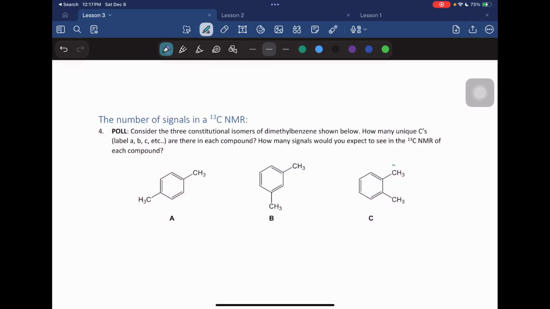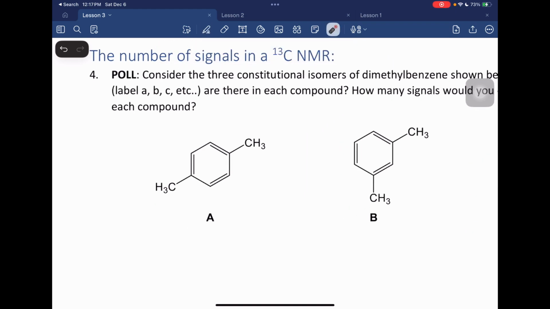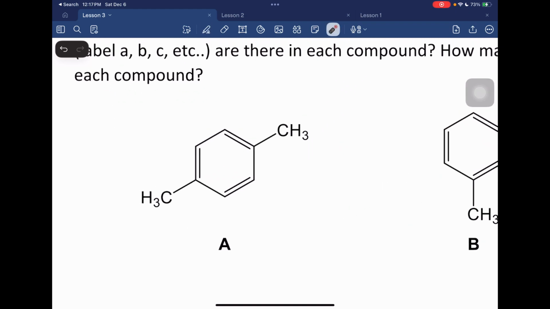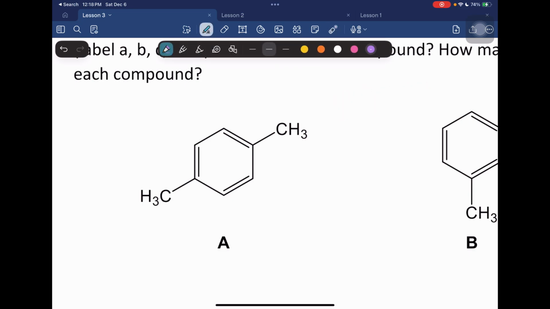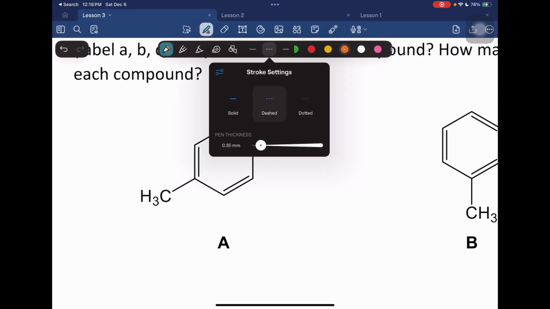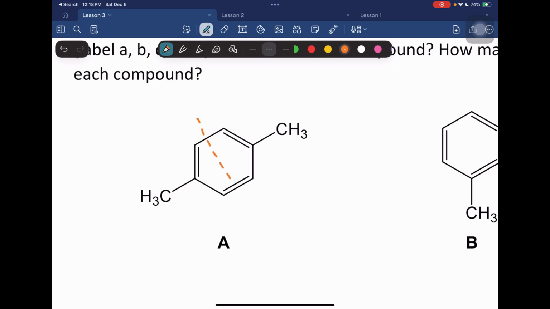Okay, so next is these, and I'm going to go through these with you. It's pretty much asking how many unique carbons are going to be there. So here, what's the first thing you noticed? And keep in mind, how you find the signals for the 1H is the same as how you find the signals for the 13C. So what do you notice here? You're going to notice that there has to be a mirror plane, right? There's a mirror plane this way. Is there another one? Yes, there is. There's another one that's going this way.